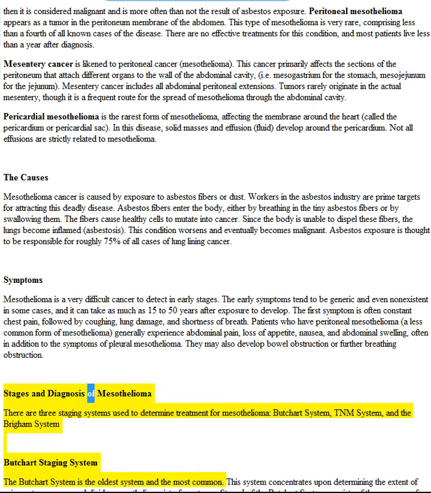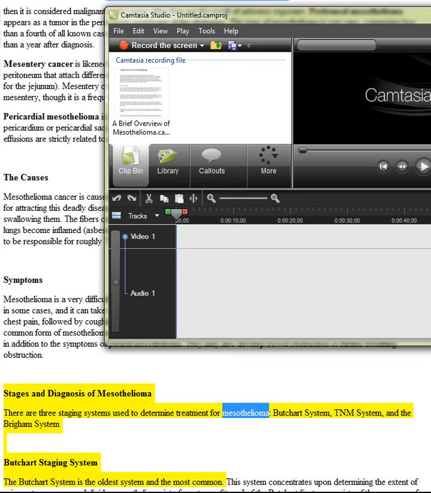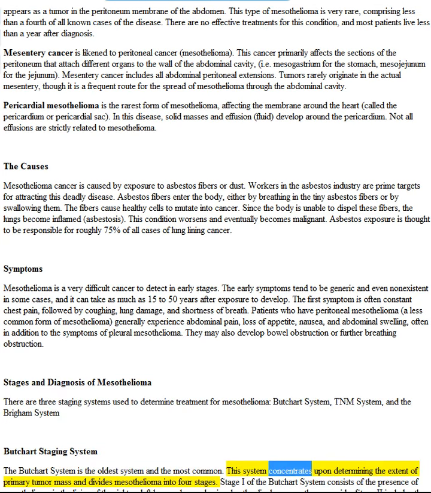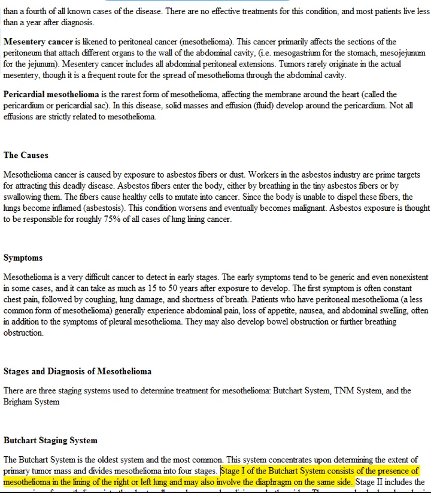Stages and diagnosis of mesothelioma. There are three staging systems used to determine treatment for mesothelioma: Butchart system, TNM system, and the Brigham system. Butchart staging system. The Butchart system is the oldest system and the most common. This system concentrates upon determining the extent of primary tumor mass and divides mesothelioma into four stages. Stage I of the Butchart system consists of the presence of mesothelioma in the lining of the right or left lung and may also involve the diaphragm on the same side.